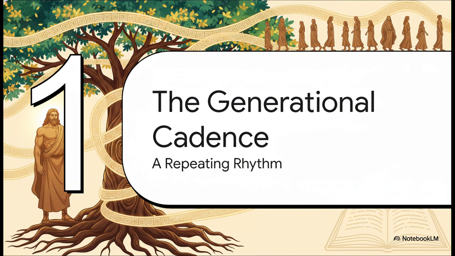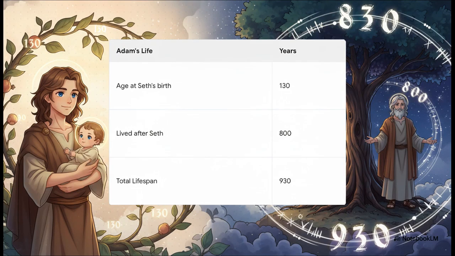Okay, so let's get into what I mean by this cadence. The text basically sets up this super specific repeating formula for every single generation. It's like a biographical template. And of course, where else would it start but with Adam? The formula is actually pretty straightforward.